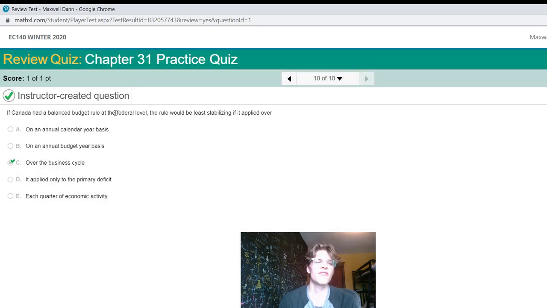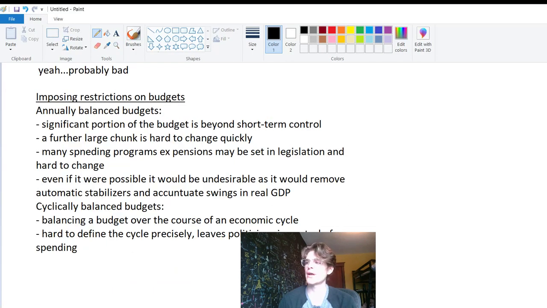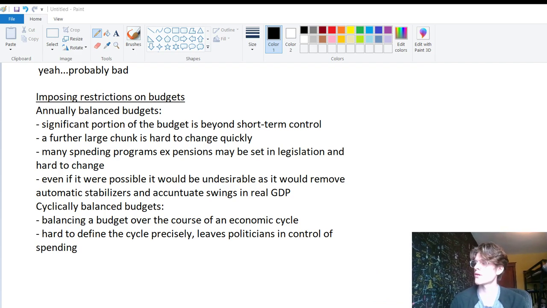If the government had a balanced budget rule at the federal level, the rule would be least stabilizing if it applied over... So the textbook goes through a couple of balanced budget rules. The two that it talks about are annually balanced budgets and cyclically balanced budgets. An annually balanced budget would be a budget that is balanced every year. And then it talks about how that's not really realistic because a significant portion of the budget is beyond short-term control, short-term being one year, and a further large chunk is hard to change quickly.